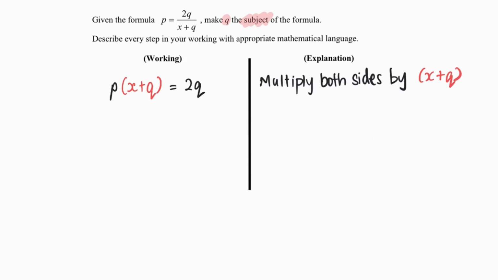And after which, because q is what we are working towards to be the subject, we are going to expand and simplify at this stage. So we would have px plus pq equals to 2q. So this is what we do, we expand the bracket.